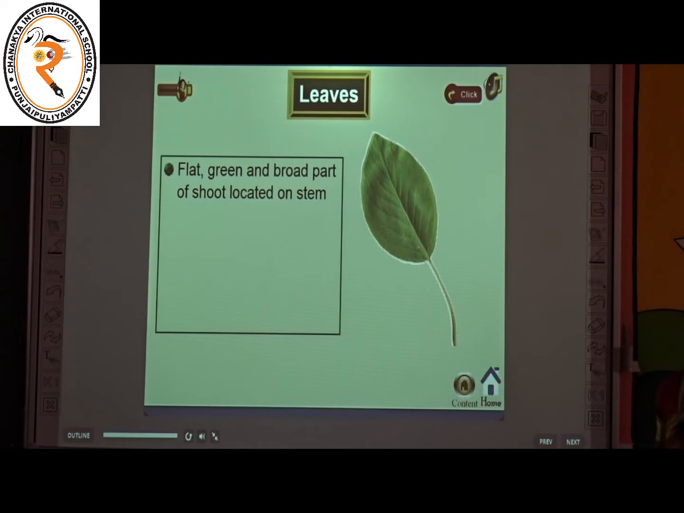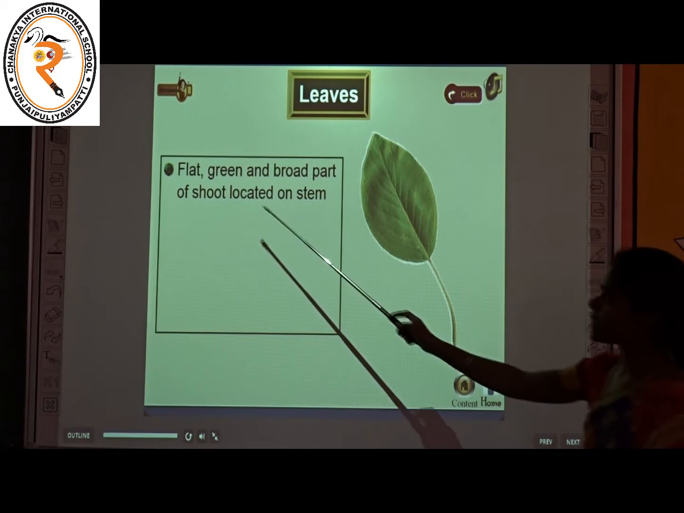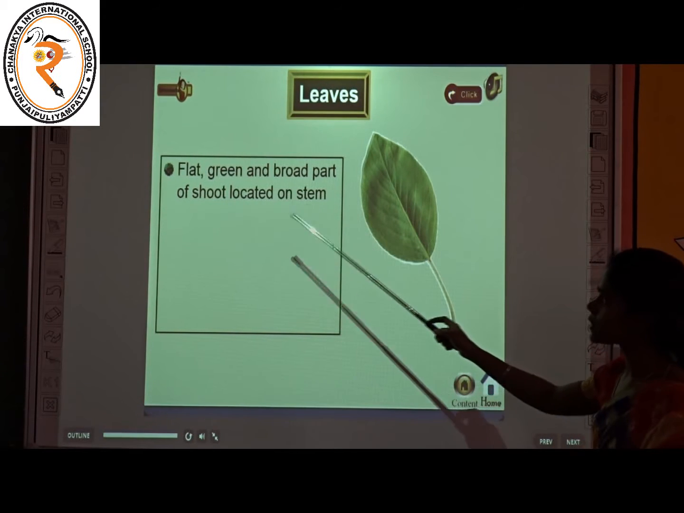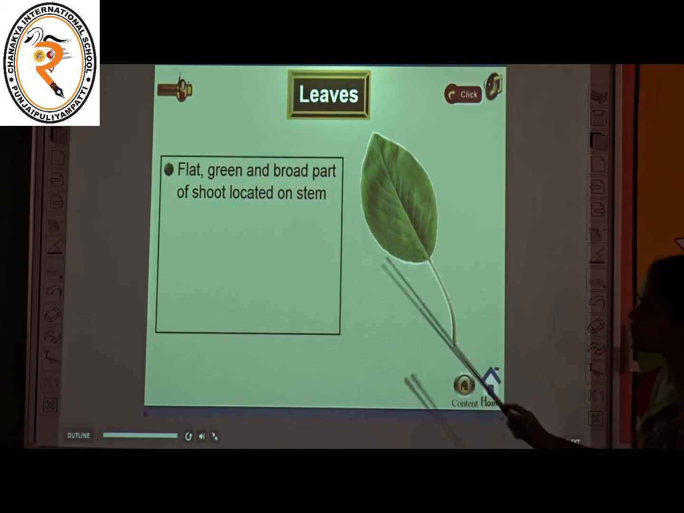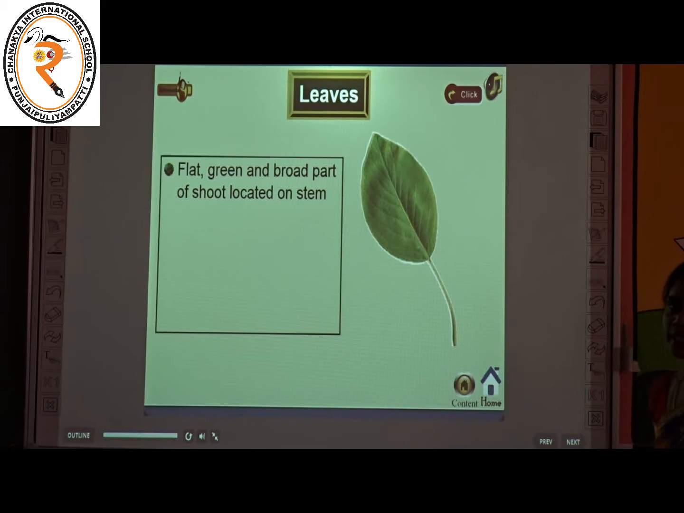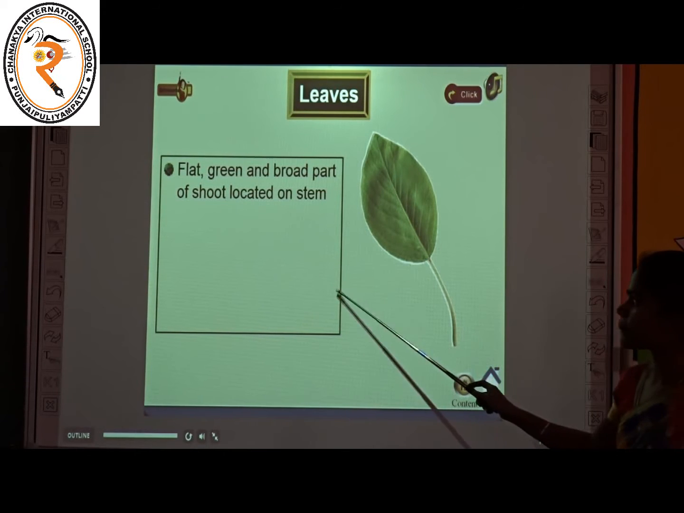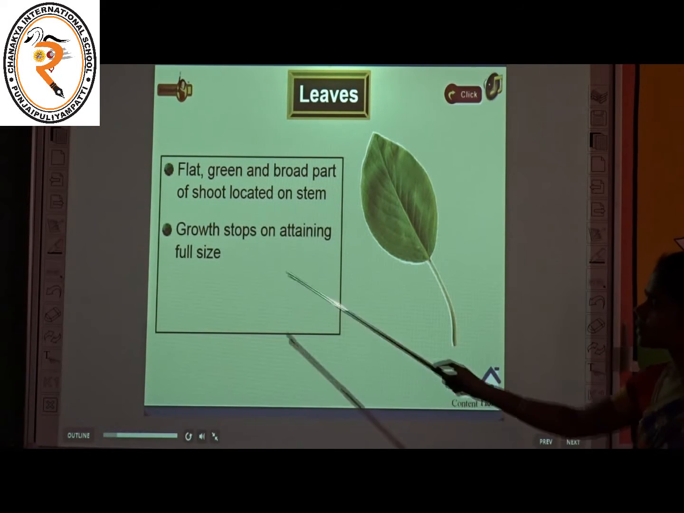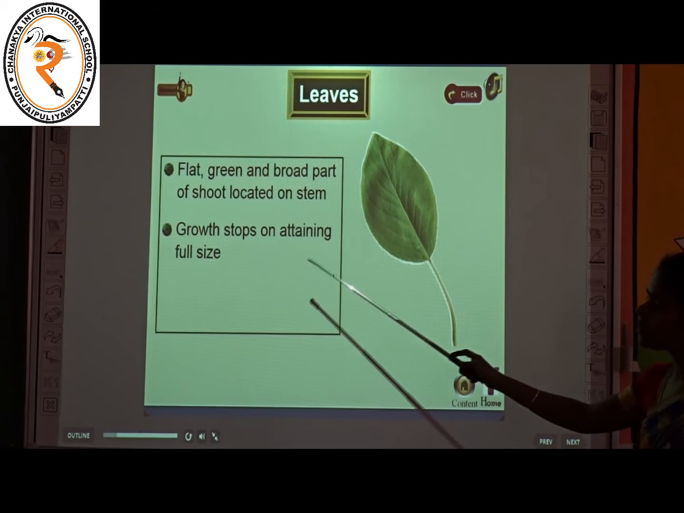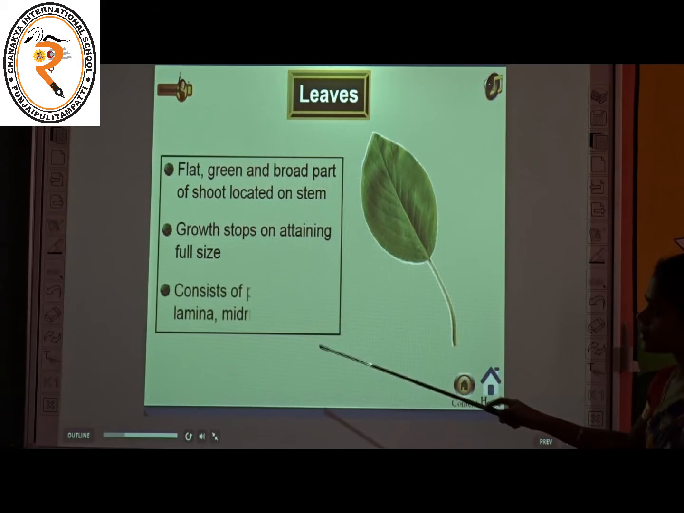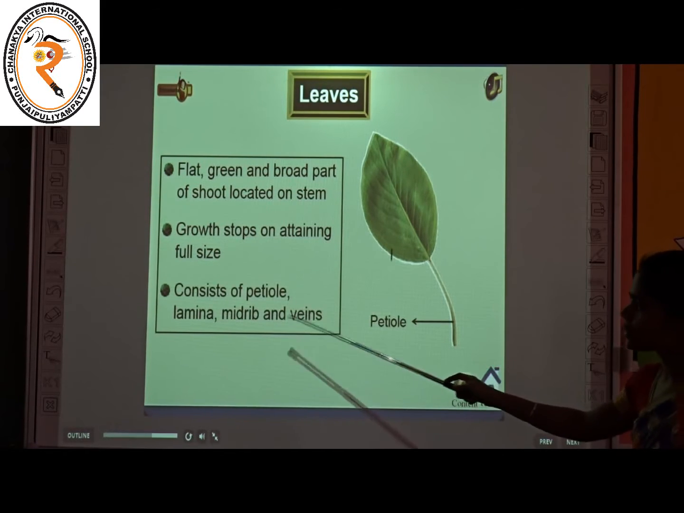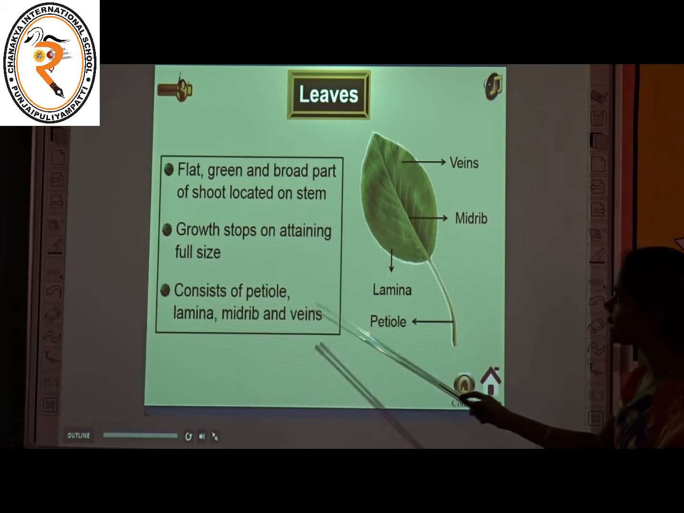Next we will discuss the next part of a plant. What is the next part of a plant? It is leaves. It is the green and broad part of the shoot located on the stem. So where are the leaves located? They are located on the stem. And the next one, the growth stops on attaining full size. It consists of petiole, lamina, midrib and veins.